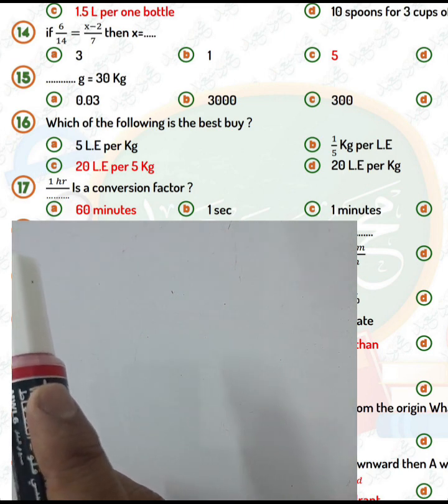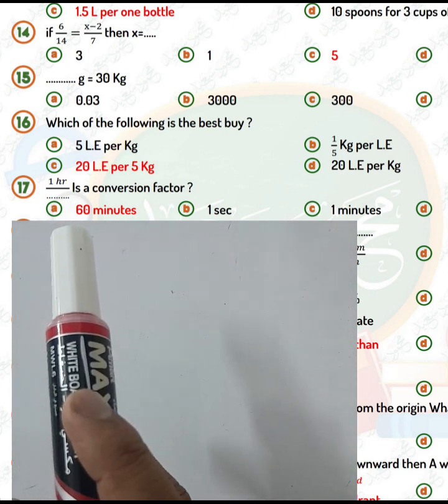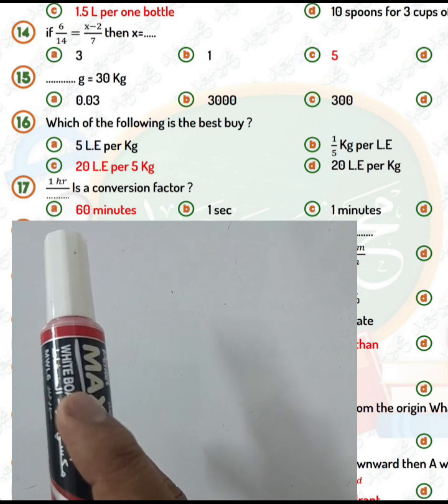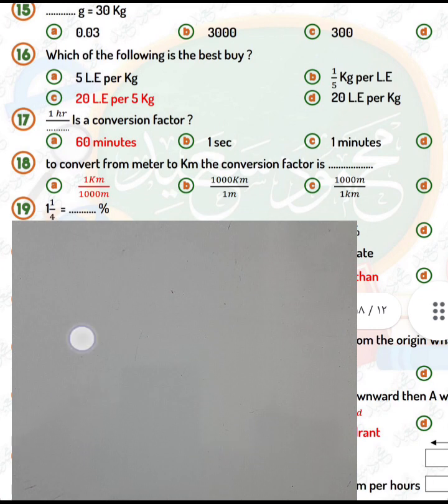By using different units. Numerator equality, denominator, but we must use different units. Okay, 1 hour equals 60 minutes. It's a conversion factor.